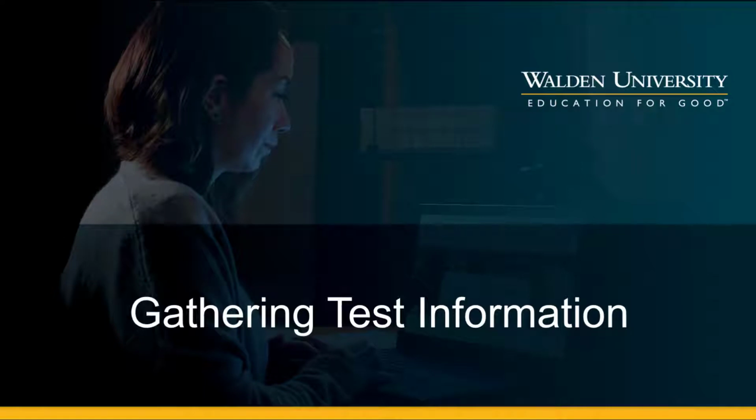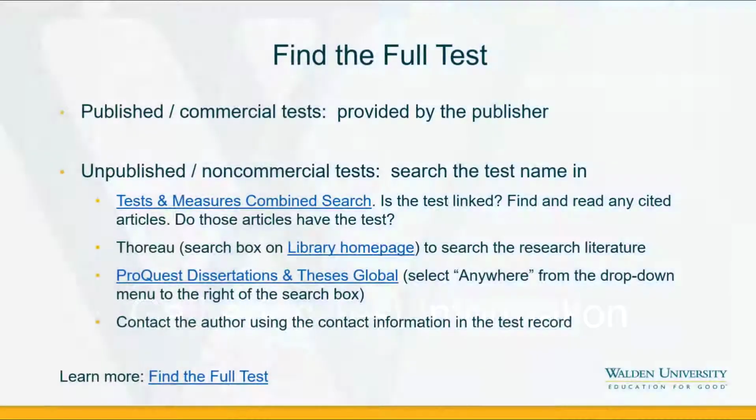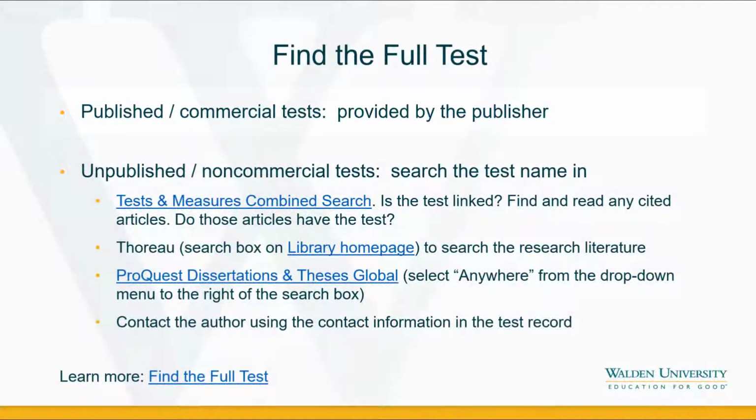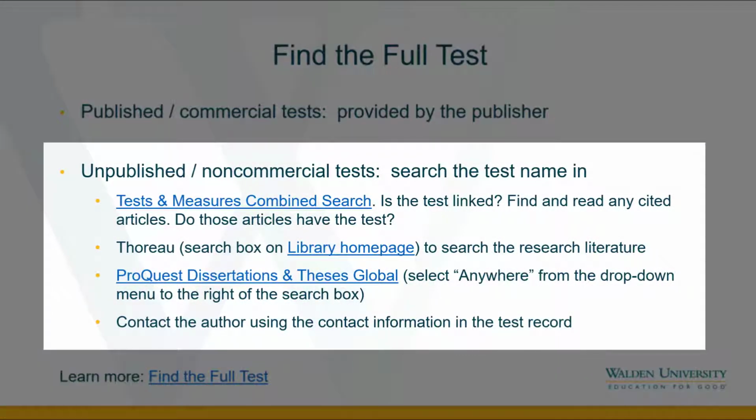Let's review all the necessary information you'll need about a test if using it for dissertation research. We've talked in some detail about how to obtain the full text of a test. Remember, if it's a published test, it will be available through the publisher. If it's an unpublished test, you'll want to see if there is a test record for it in one of the library's test databases. The test may be linked directly in the test record, may be in the text or appendix of an attached research article, or may be in the text or appendix of an article that is cited but not linked in the test record.